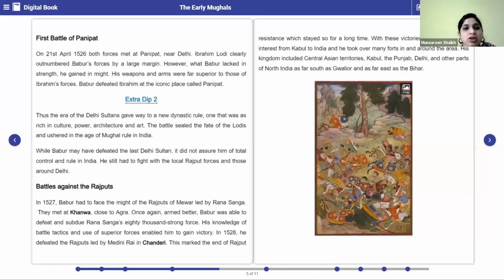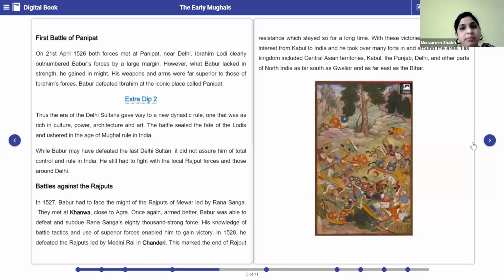All right. So now, as you all told me about the first battle of Panipat, it was fought between Babur and Ibrahim Lodi, and although Ibrahim Lodi had a huge army, he was still defeated by Babur. Why was he defeated?